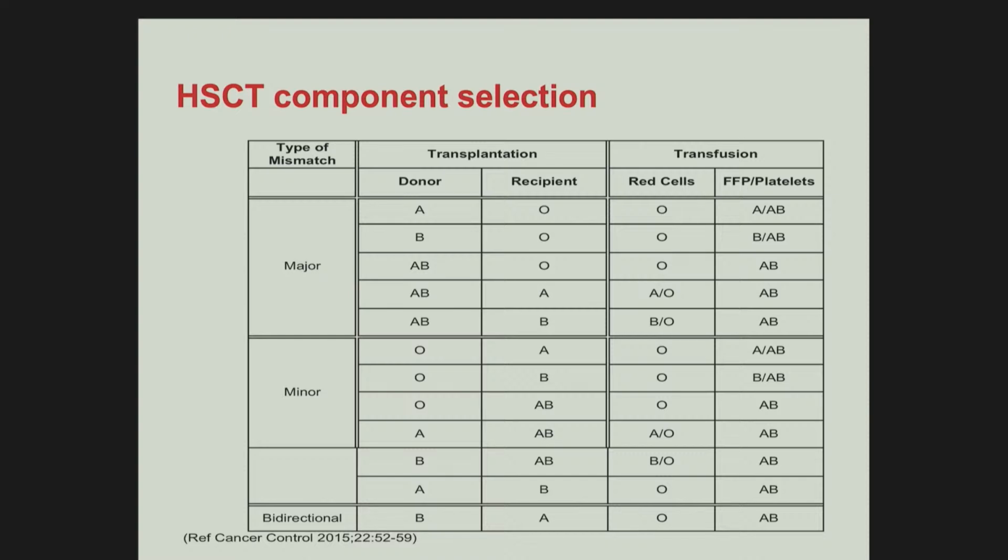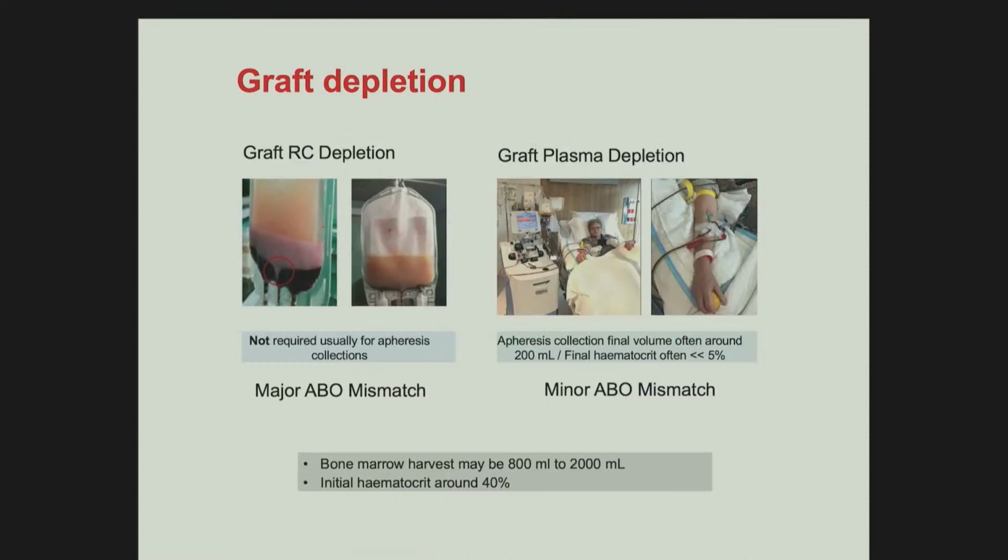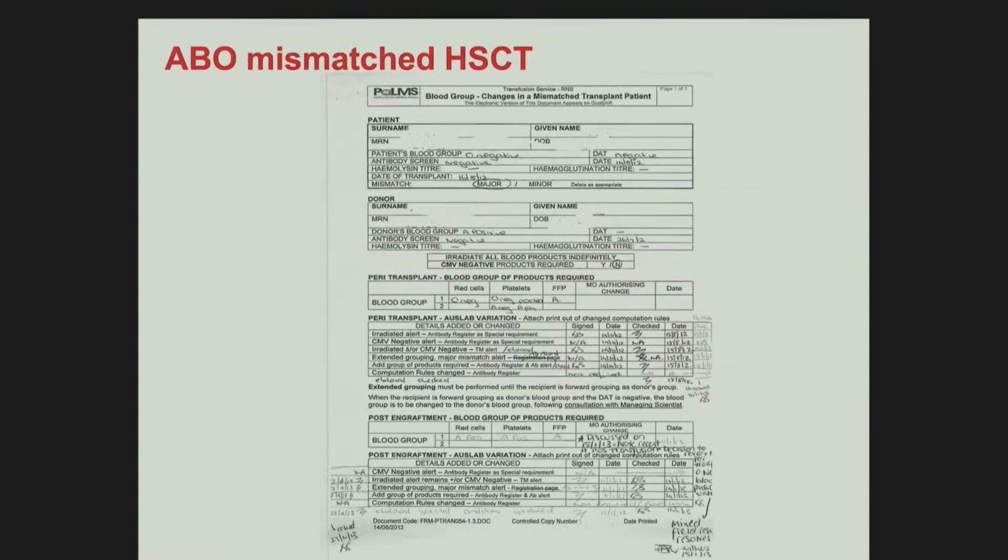And again, you've seen this table. So post-transplant, this is what we would work to in our laboratories. And we've heard about the need to deplete red cells from the graft. Also, if it's bone marrow collection, if it's a minor mismatch, to plasma deplete and decrease the level of plasma.